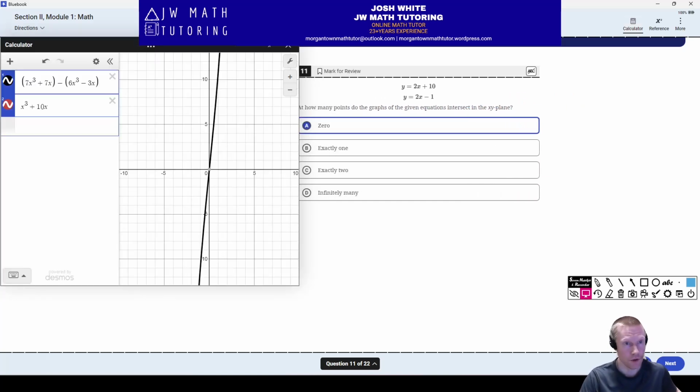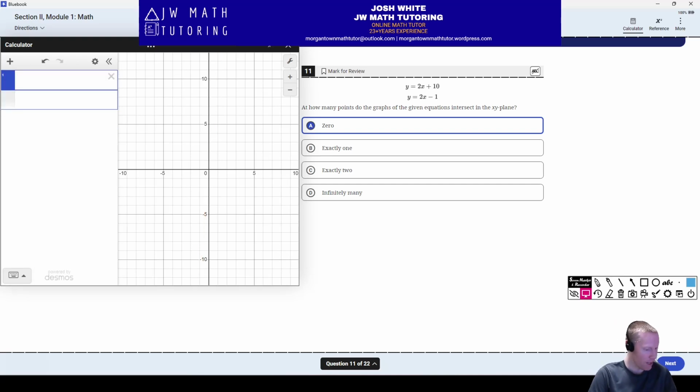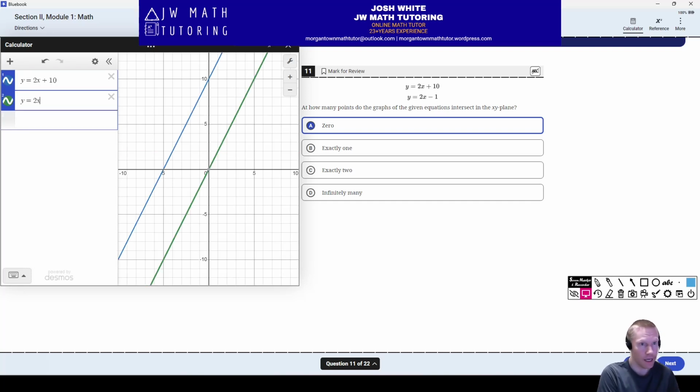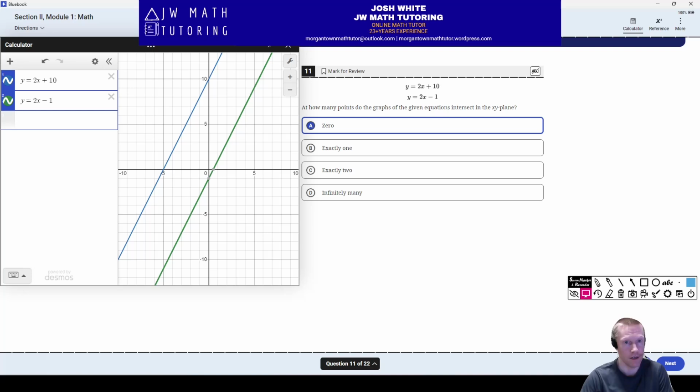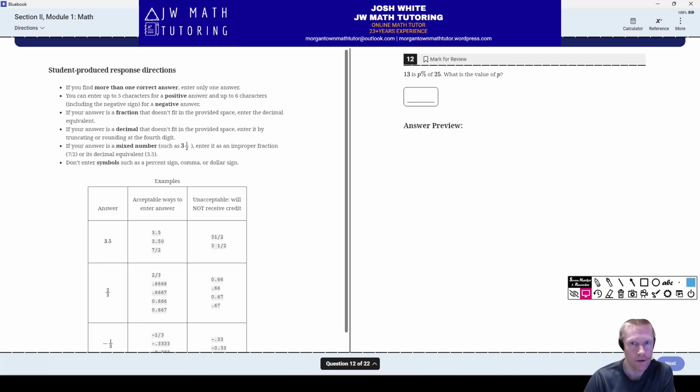However, if you don't recognize that, that's fine. Just go to Desmos, graph each of them out, and then you'll see that these two lines are parallel. Therefore, they will never intersect. So again, the correct answer for this one is just letter A.